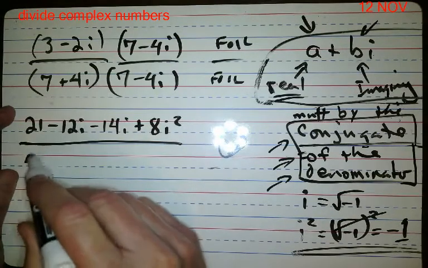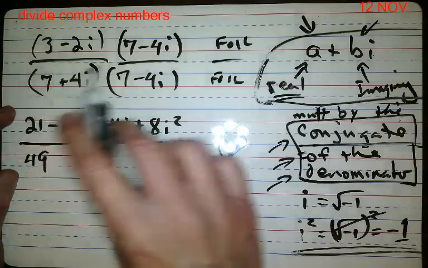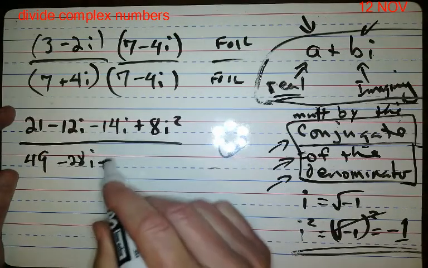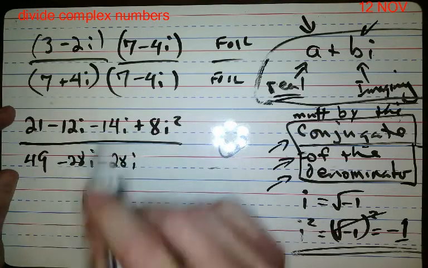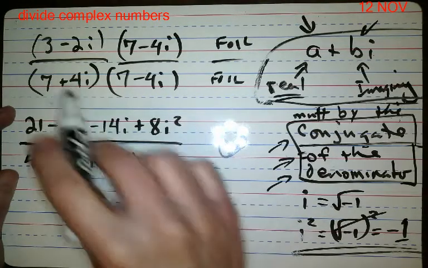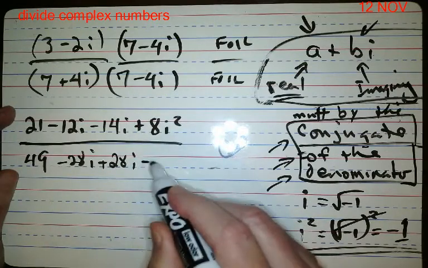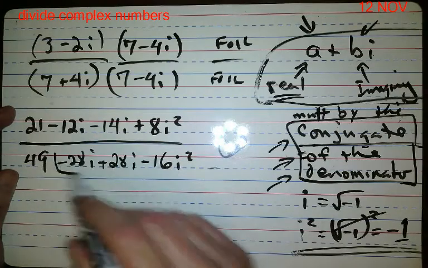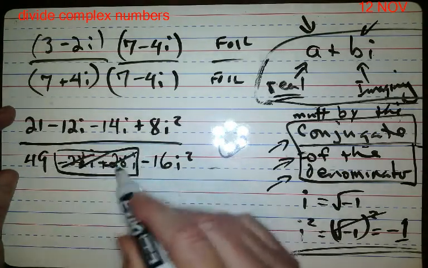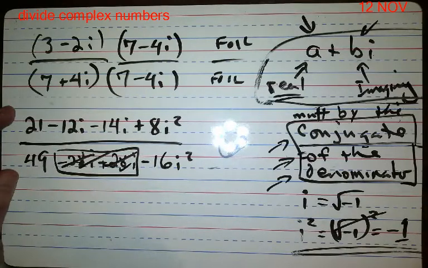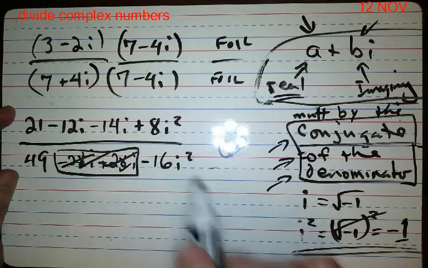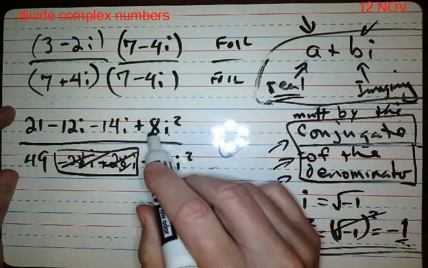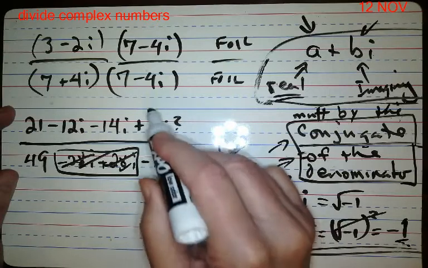Oh boy. And then what's on the bottom? 7 times 7, 49. And then negative 28i, plus 28i. Remember, that's supposed to happen. The middle terms cancel. And then positive times negative would be negative 16i squared. Now, the top terms have to be put together. Remember, i squared is really negative 1. So this is really negative 1 times 8. That's negative 8.